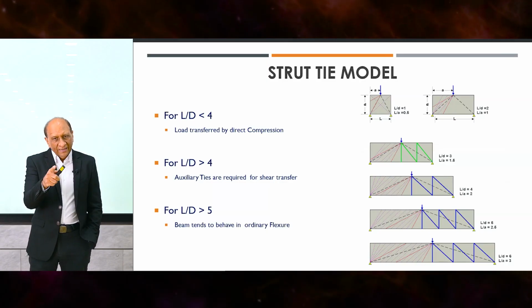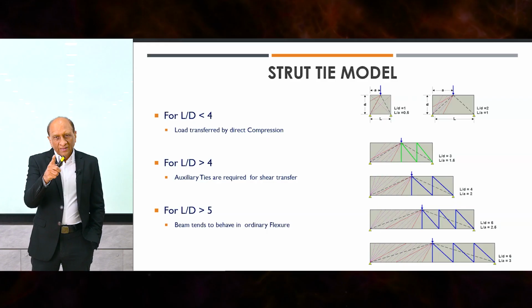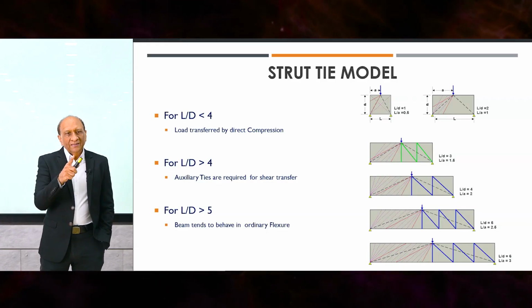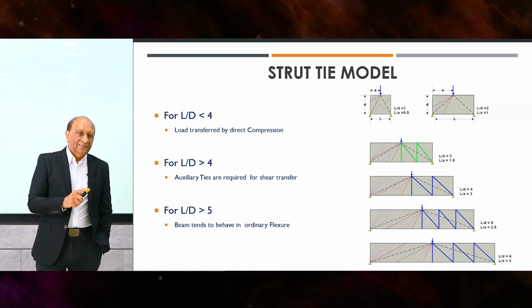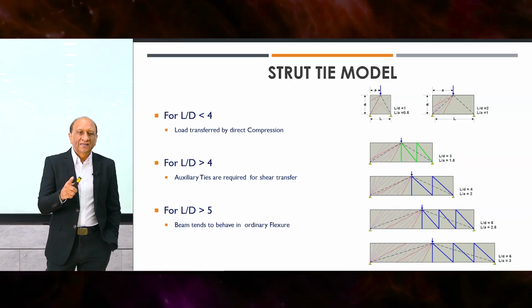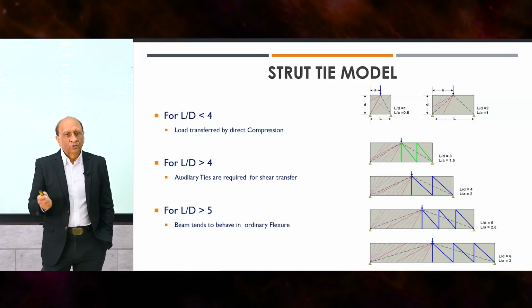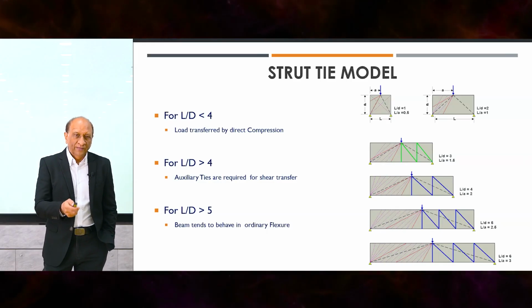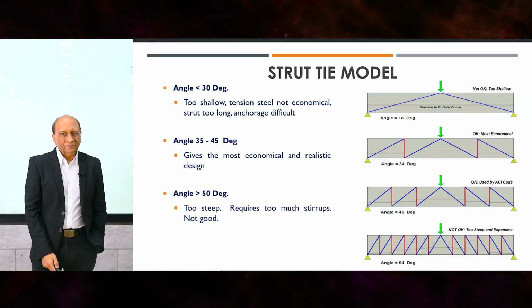And then you can see here the green area is where both can be done. Blue is where you need to do that. So what we conclude from this is that for L over D less than 4, you can use the strut and tie directly. With L over D over 4, auxiliary trusses as needed. L over D over 5, the beam tends to behave in an ordinary flexural manner, and you can use the ordinary theory. So that's just roughly what you can observe from here.